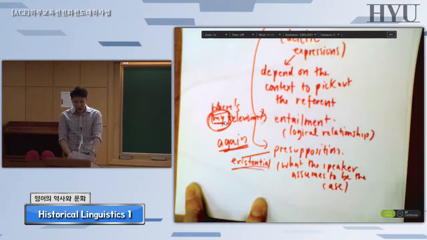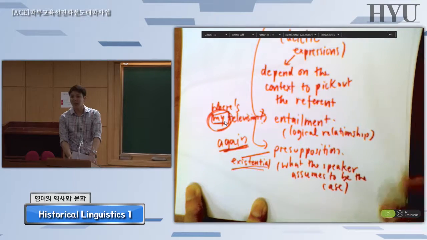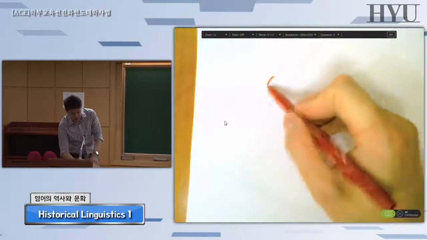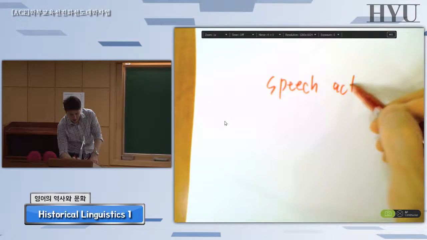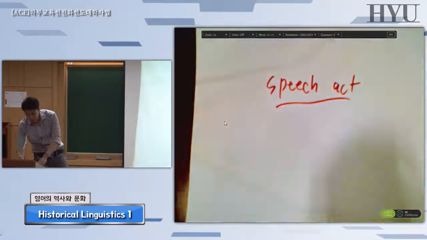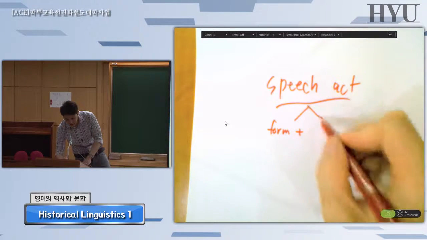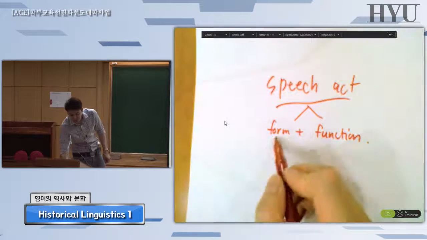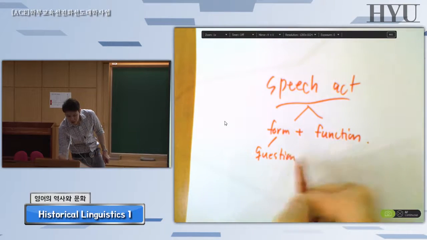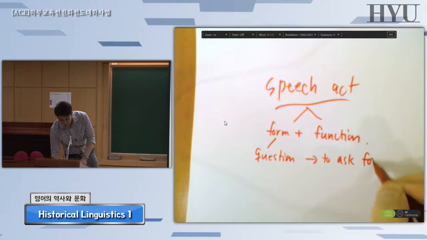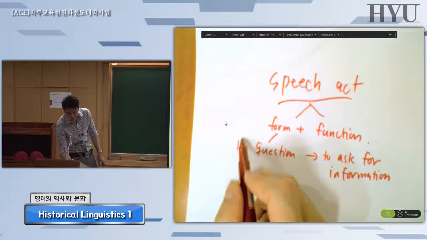And so last time we also talked about speech acts. Remember speech acts? So I'll change the board here. Speech act. We said that typically the form matches the function. For example, when you have a question, the function is usually to ask for information. That's just one example.